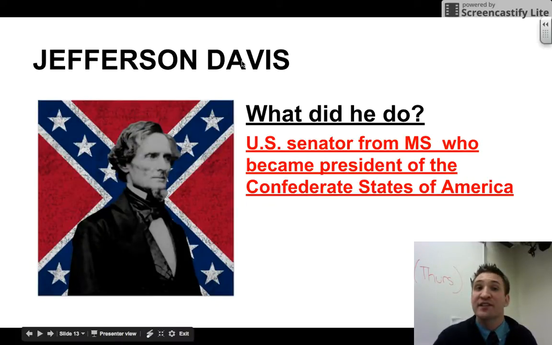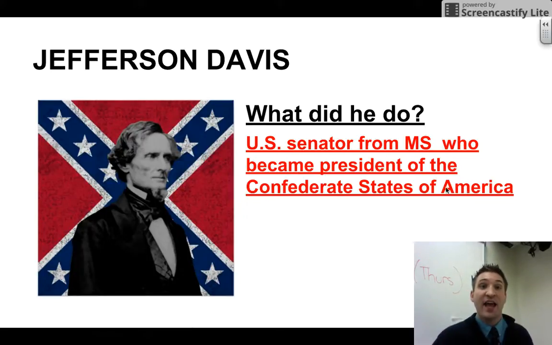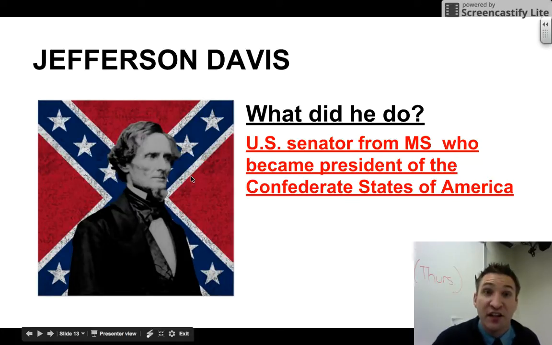Jefferson Davis, he was a leader of the Confederacy. You see the Confederate flag in the background. What did he do? He was a U.S. Senator from the state of MS, Mississippi, who became president of the Confederate States of America. Lincoln was president of the United States, and Jefferson Davis was the president of the Confederacy. He was the king of the rebels.